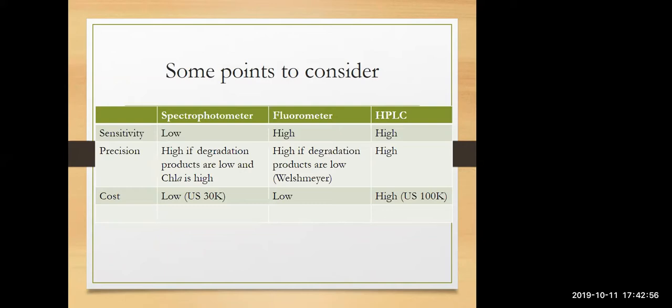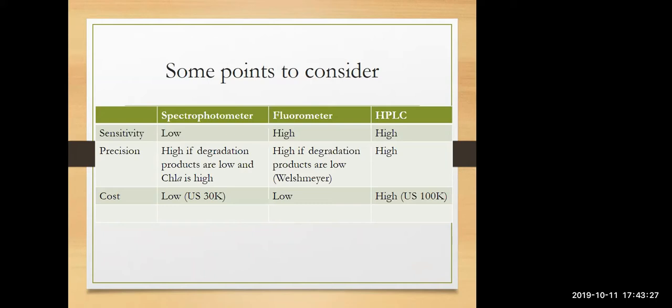Well, fluorometers have high sensitivity, as I previously mentioned. They can be used in very oligotrophic waters. Their precision is high if the degradation products are low. However, as I mentioned, it will also depend on the lamp and the filter used, taking, for example, the method of Welschmeyer. And the cost is relatively low also.